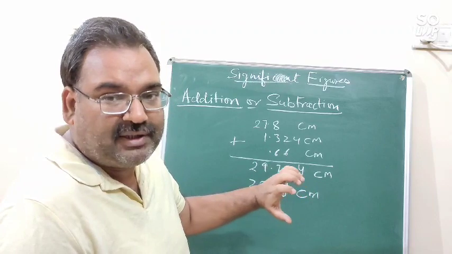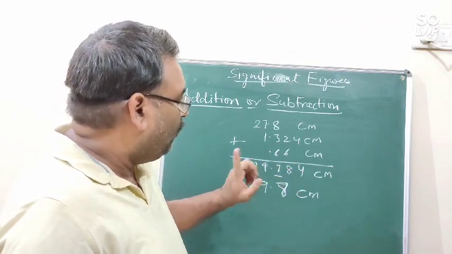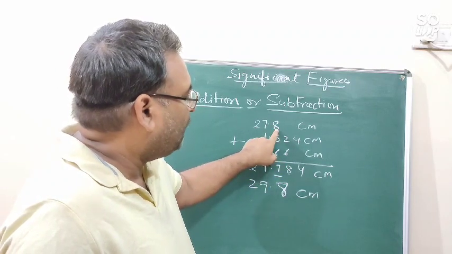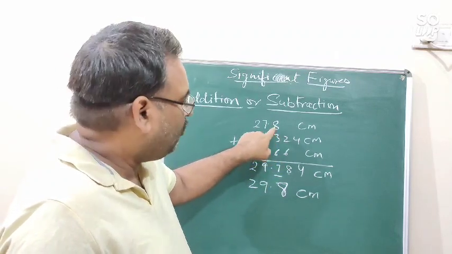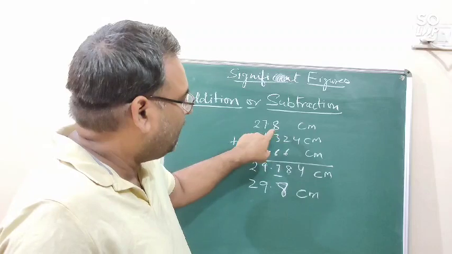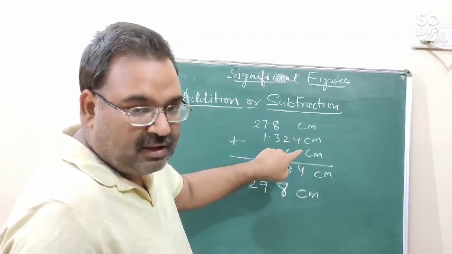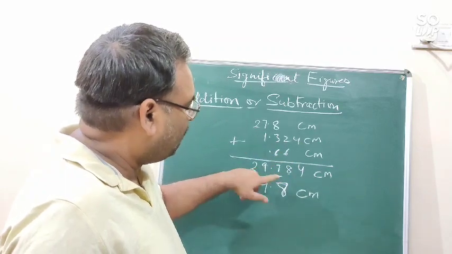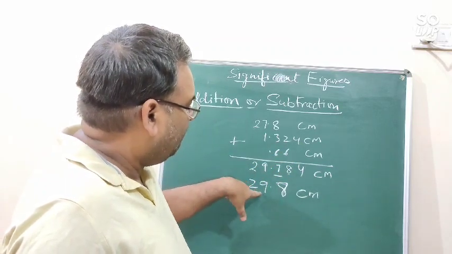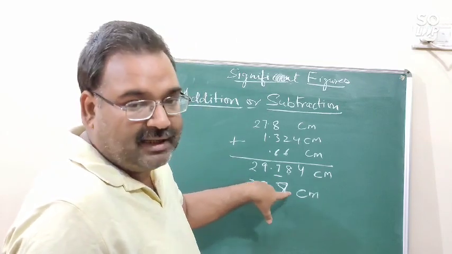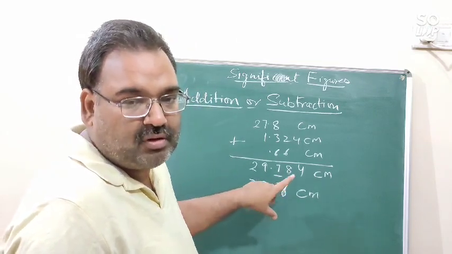The important point here is up to what accuracy we have to see. The accuracy is only up to 1 place of decimal. Here are numbers that have three places after the decimal, two places after the decimal. But once the answer is coming out, the answer will be taken as 29.8. Okay, only one place of decimal.